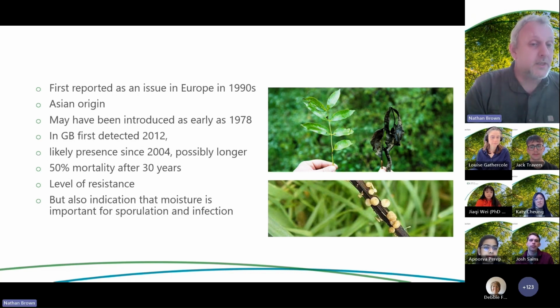Most recent estimate seems to suggest around 50% of trees may die over 30 years, but there is some level of resistance, and maybe we'll hear a little bit more about that later. But there's also indication that the environment can play a role, particularly in sporulation and infection. So we had good reason to start looking and seeing if there are associations with environmental trends.